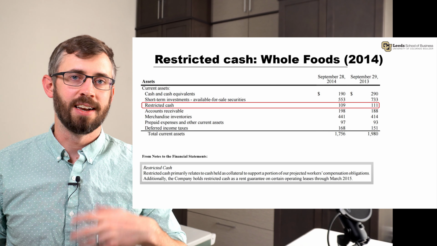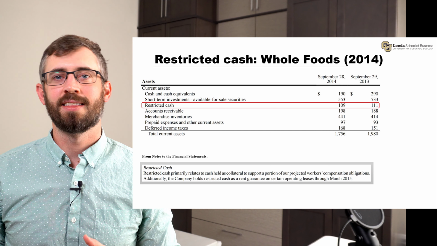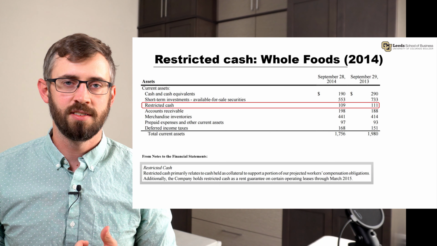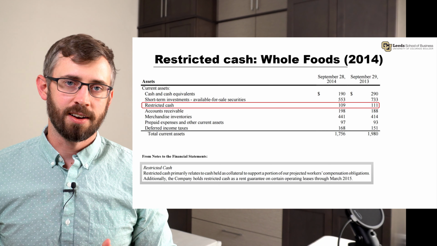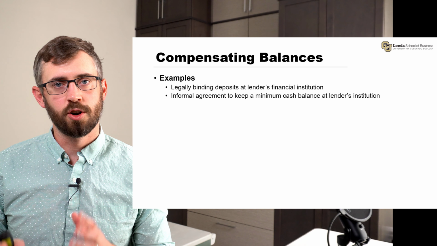So it's harder to kind of get to this cash and use it up. And in the footnote disclosure, they describe that this restricted cash is for some projected workers' compensation obligations, and it is for some rent guarantees on some of their operating leases. Now, compensating balances are a little bit different.